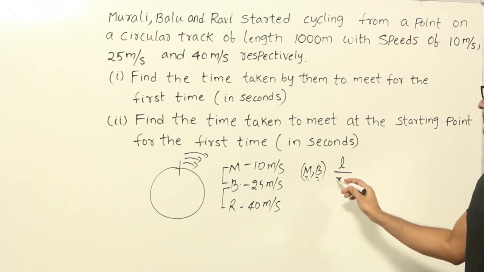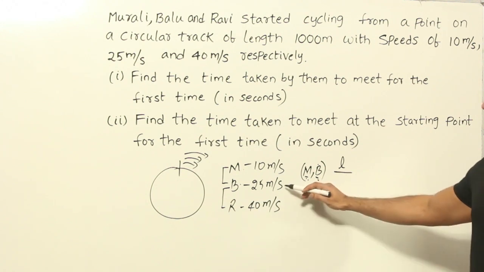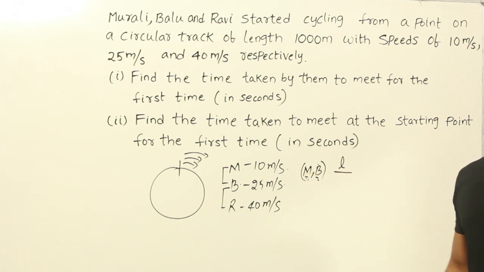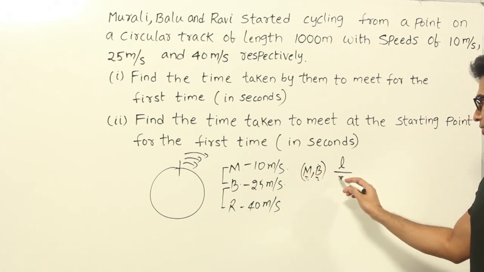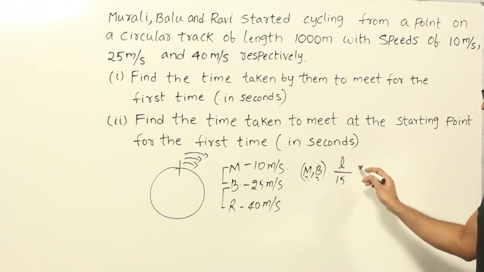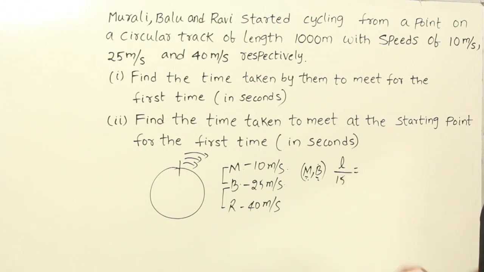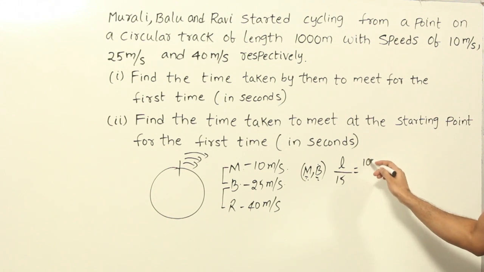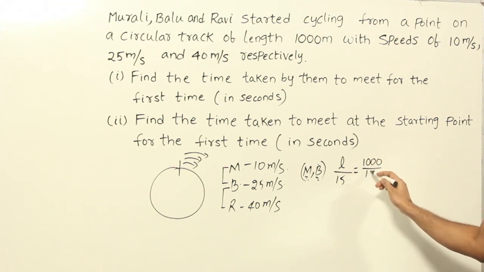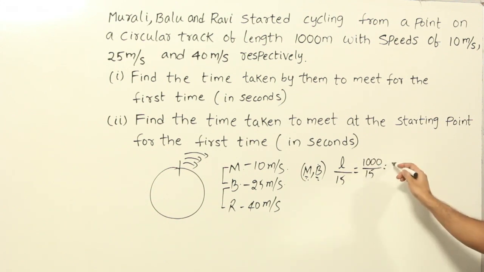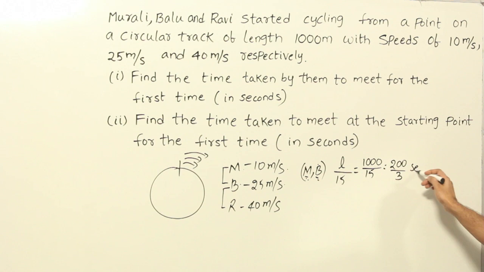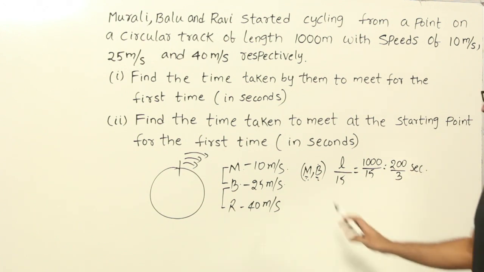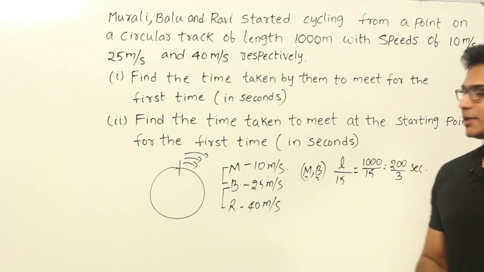So it is going to be L divided by 25 minus 10, that is the relative speed. Why? Both are going in the same direction, which means L by 15 meters per second. So here the length of the track is given as 1000 meters. So it is going to be 1000 divided by 15, which means it is going to be 200 divided by 3 seconds. So this is when Murali and Balu are going to meet.